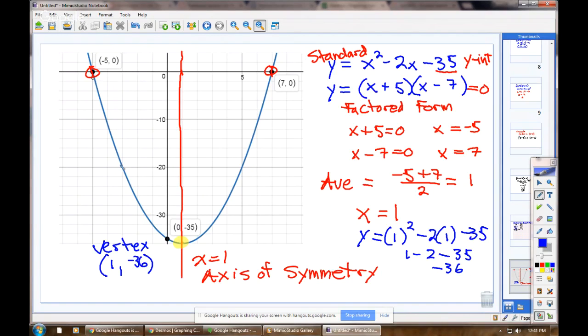It's the turning point where this graph is dropping for a while, and then it starts to rise. So the vertex represents the place that it turns around. And so that is an important number.